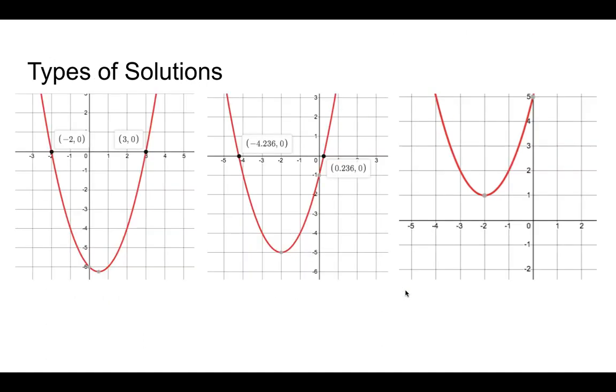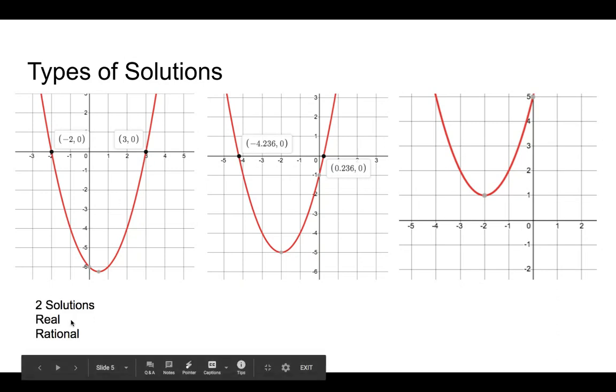Now, if you look at all 3 of these graphs, you can see that these are all quadratics. They all have that U shape, so it's a parabola. So for every single one of these graphs, I would expect to see 2 solutions. Let's take a look at our first one. We can obviously see that I have solutions at -2 and 3. Because I can see them on my graph, I would say that they are real. And because they're nice numbers, I would say that they are rational. For this next quadratic, I can see my 2 solutions, so I have 2 real solutions.